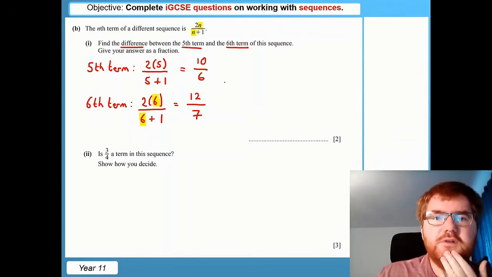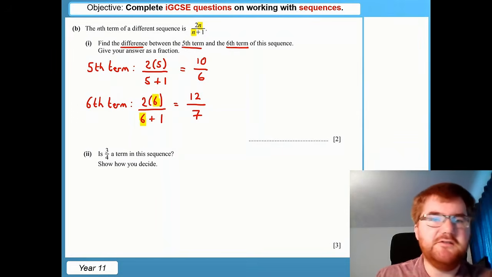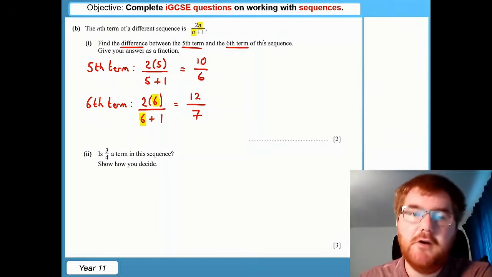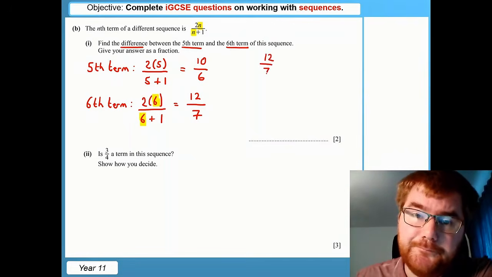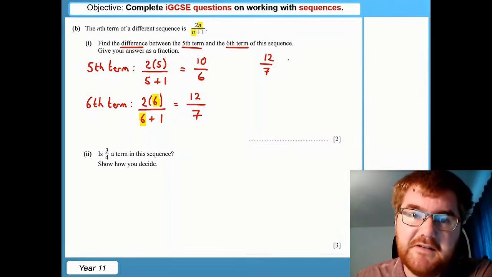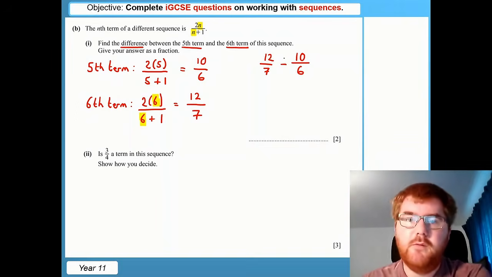Now at this point, it wants us to work out the difference between them, so the difference between the 5th term and the 6th term, and we want to give the answer as a fraction. So what it's asking for, and you can do this either way round, we've got 12 over 7, and we want to find the difference between that and 10 over 6. So you can write it both ways round, 12 over 7 minus 10 over 6, or the other way round.